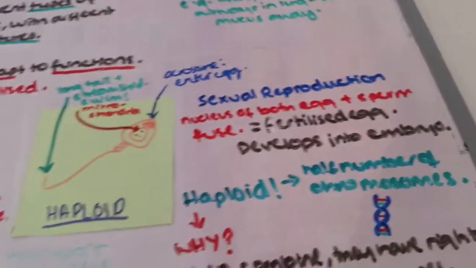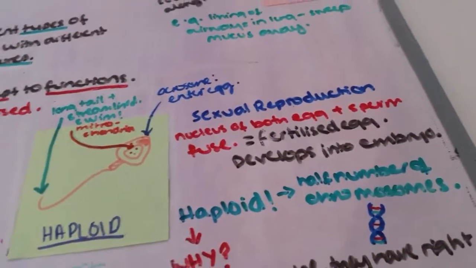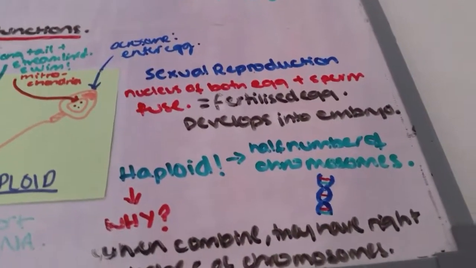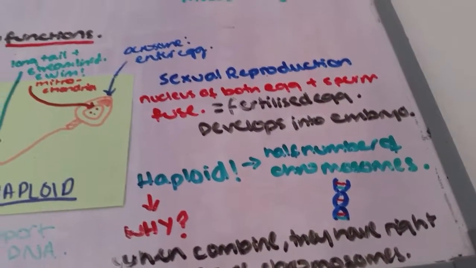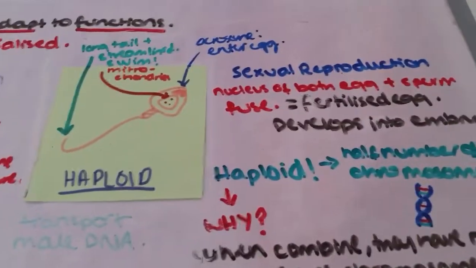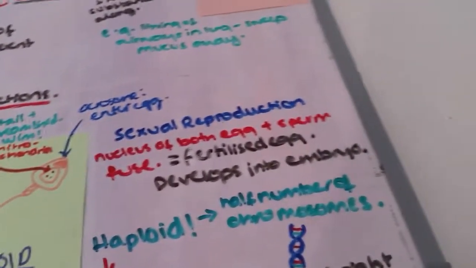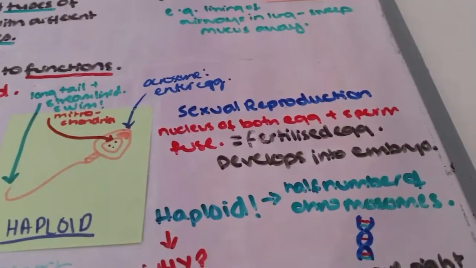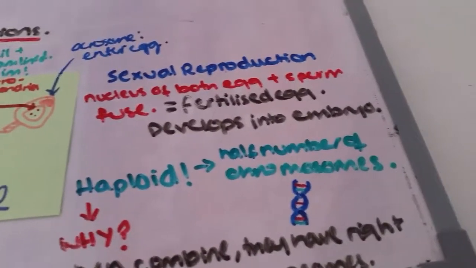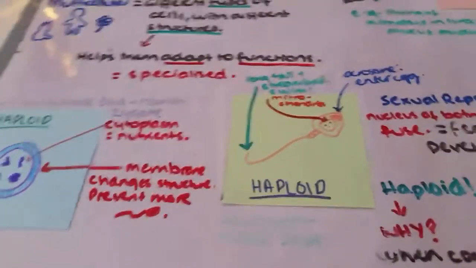So these gametes that are used in sexual reproduction are always haploid. They have half the number of chromosomes. So you have a specific amount of genetic information in cells, and in haploid cells there are half the number of chromosomes altogether.